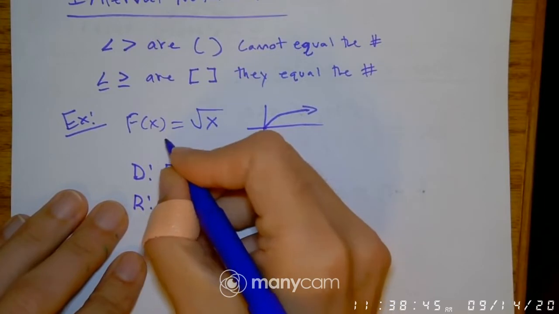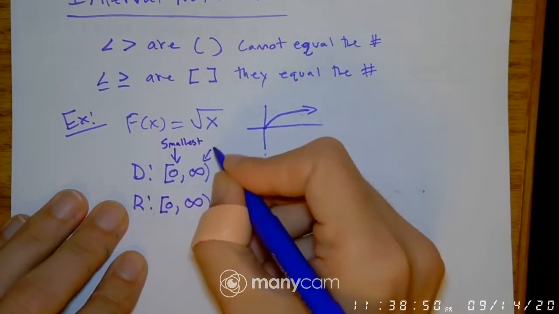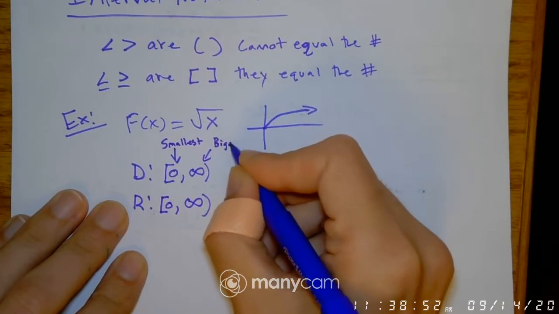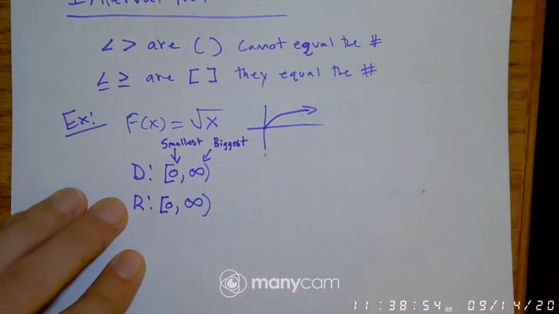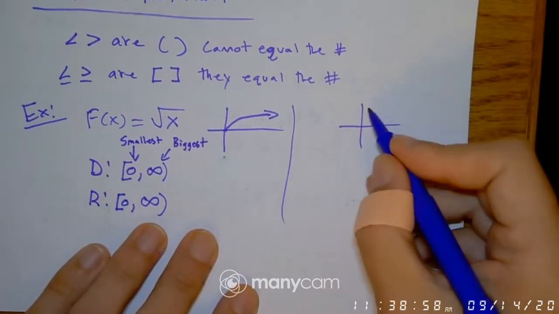You always start with the smallest, and then you go to the biggest. Okay. Another example, if I have a function that looks like this.